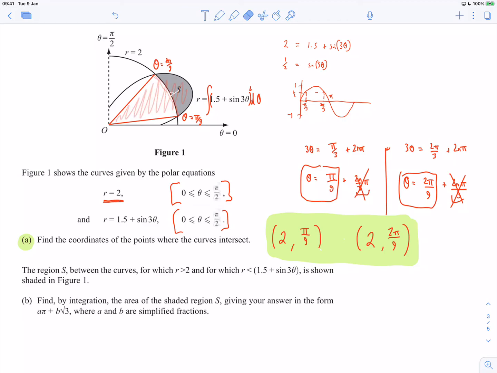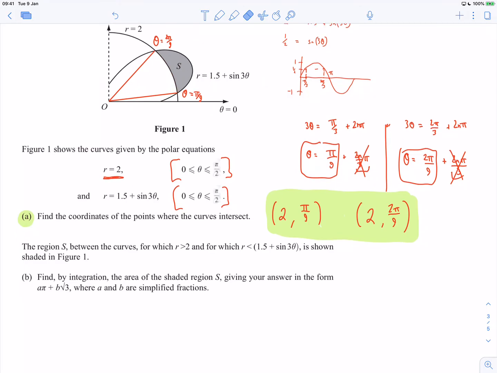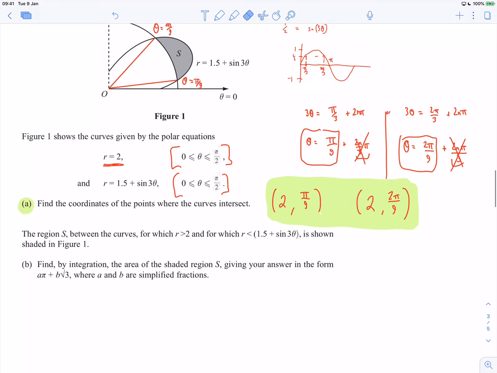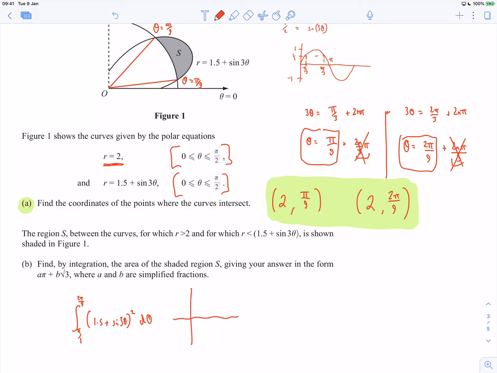Do you see how, let me draw a sketch. If I was to do the integral between 2 pi ninths and pi ninths of r squared, which is 1.5 plus sine of 3 theta, squared, d theta, that would give me on my sketch, if I want to do this roughly right, that's my r equals 2, then I've got this weird tulip thing looking like that, then that would give me this whole area.